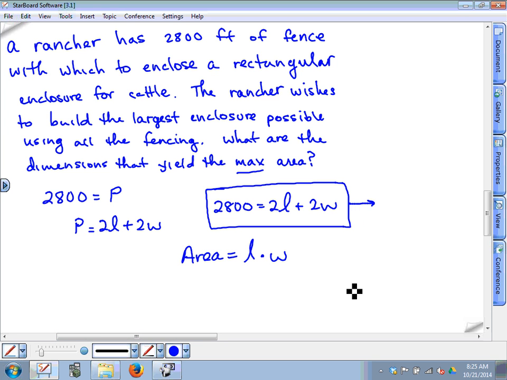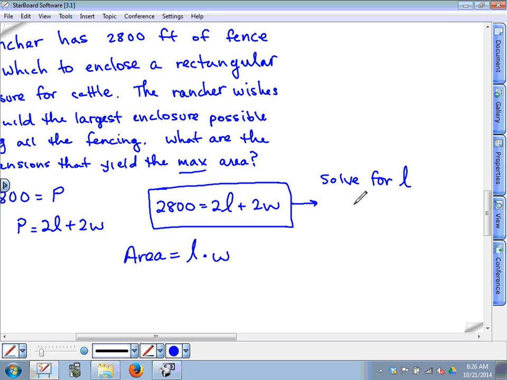Take this perimeter formula and solve it for one of its variables, either length or width. It really doesn't matter. I'm going to solve for L. Solve for L in the perimeter formula, that means you're going to subtract 2W. So we have 2800 minus 2W equals 2L. Divide everything by 2. And we have 1400 minus W is equal to L. What was that all for?